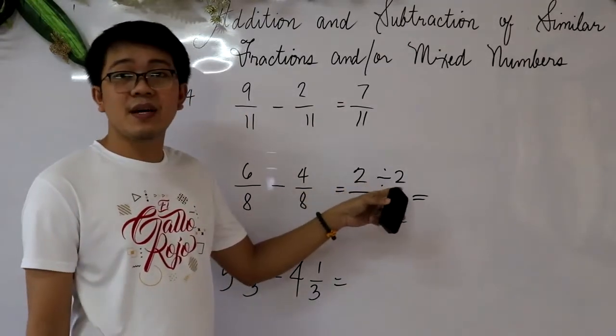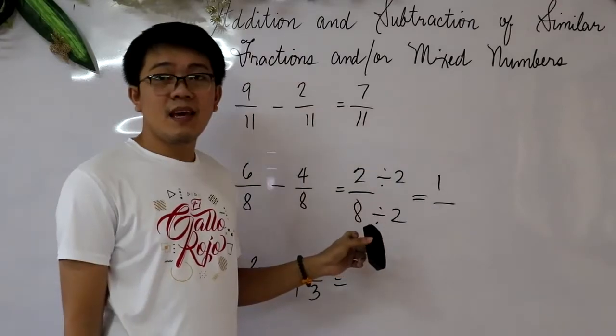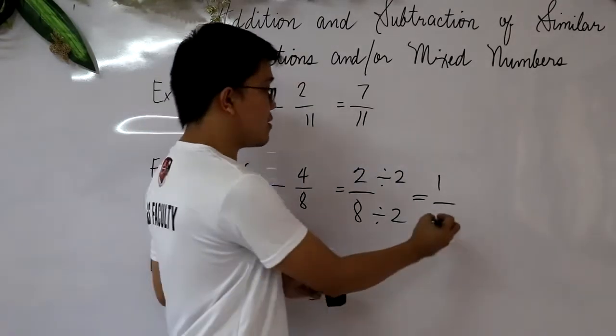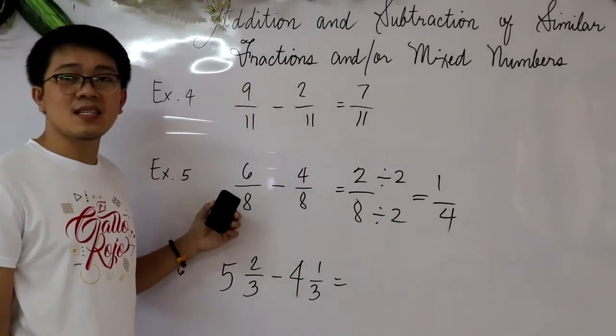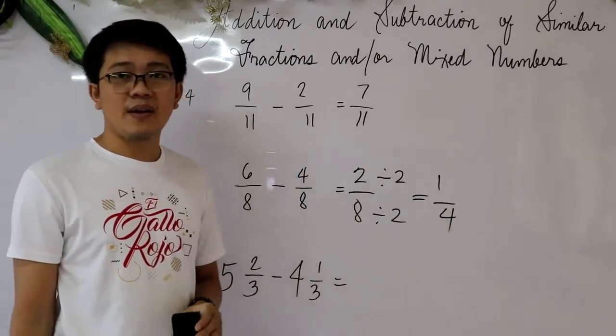And then 2 divided by 2 is? Awesome, it's 1. And 8 divided by 2 is? Definitely, it's 4. Now we say that the difference of 6/8 and 4/8 is 1/4.